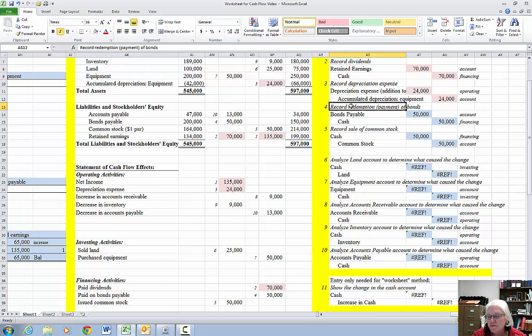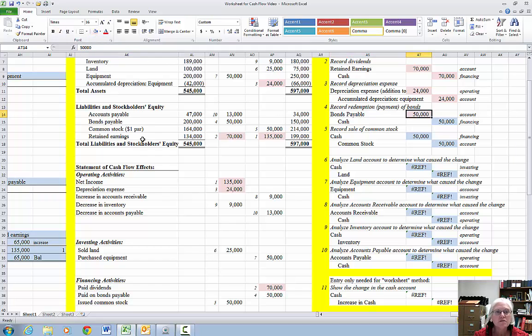When I pay off some of my bonds, I'm going to debit bonds payable in the accounts. So debit of 50, and I will credit cash in the financing section for 50 right there.